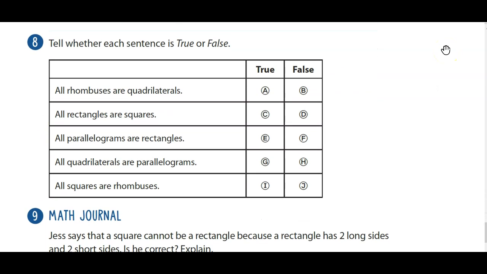Tell whether each sentence is true or false. All rhombuses are quadrilaterals. Actually, that is correct. All rectangles are squares. Nope, not all rectangles are squares. That's false. All parallelograms are rectangles. Not all of them. A square is a parallelogram. A rhombus is a parallelogram. All quadrilaterals are parallelograms. All squares are rhombuses. Yeah, technically.